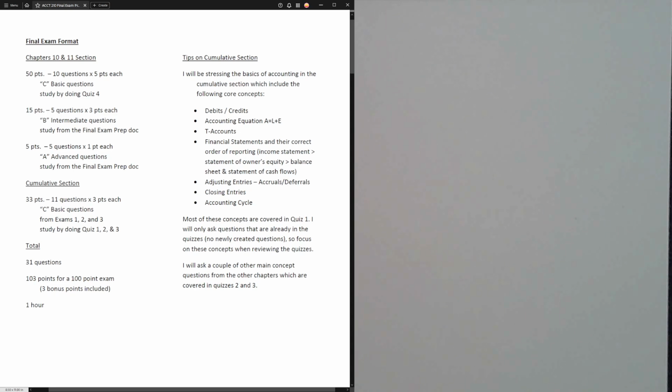The B questions are 3 points each. The A questions are 1 point each. They're going to be taken from this document. We're going to go through the B and the A questions here in just a moment.